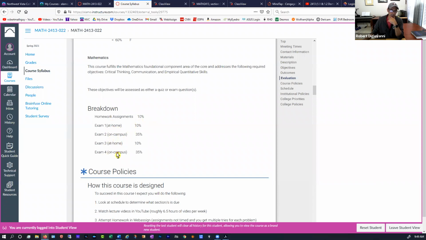Now they say on campus, that's not on campus. This should actually say on Zoom. Those are the 2 exams that you have to be live, taking them, writing your work down. So those exams are very heavily weighted, 35% of your grade. And really that's just because I need to make sure that you are the one doing the work and that you're not using other resources to get the answers. So that's kind of like the 2 exams that will really determine whether or not you understand this material.